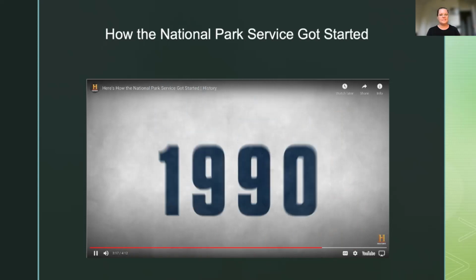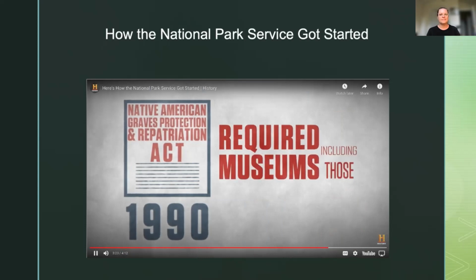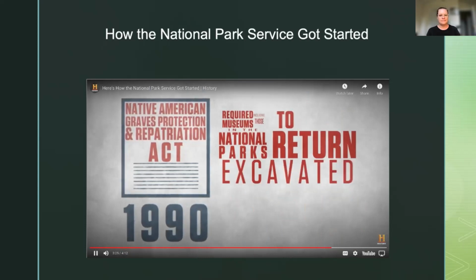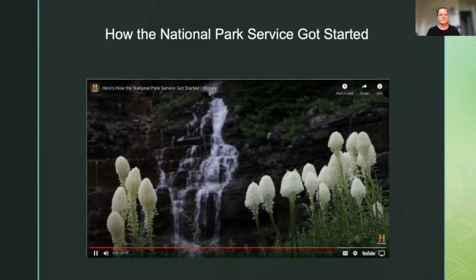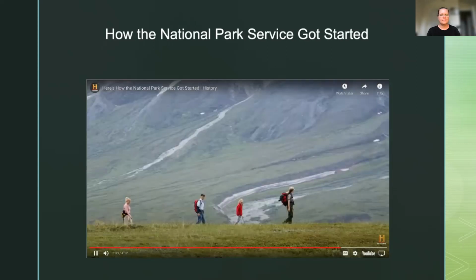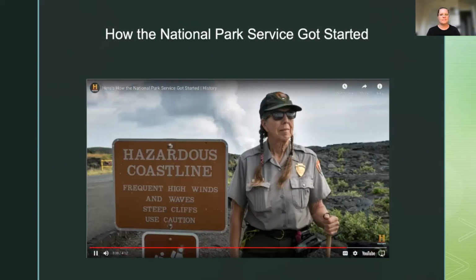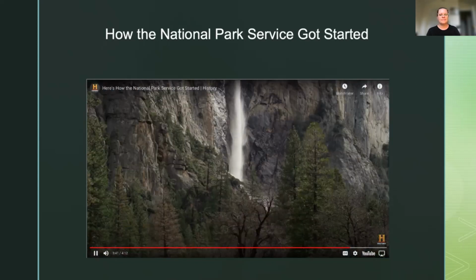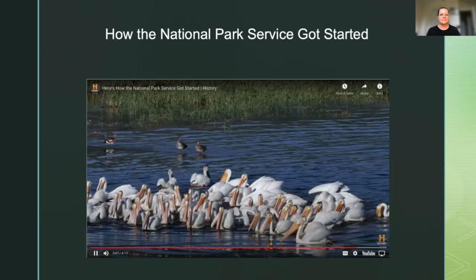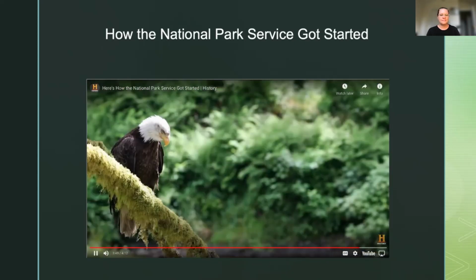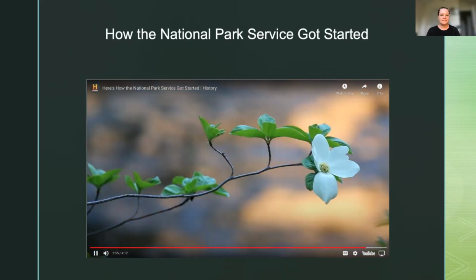In 1990, the Native American Graves Protection and Repatriation Act required museums, including those in the national parks, to return excavated remains to their cultural descendants. By its 100th anniversary in 2016, the National Park Service employed more than 20,000 people and upwards of 300,000 volunteers, presiding over more than 400 parks, monuments, and other sites. Today, the National Park Service still works with communities across America, preserving nature, local history, and providing the public with places to explore, learn, and reflect.